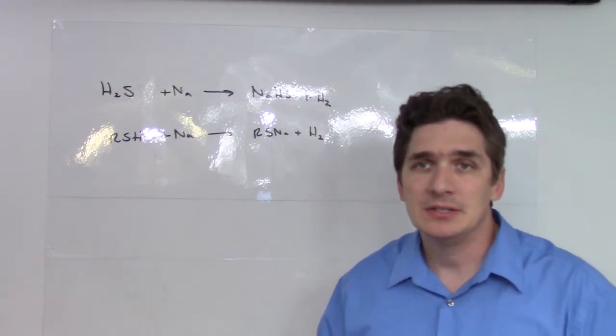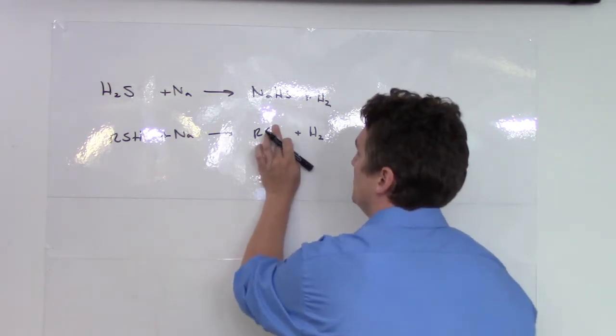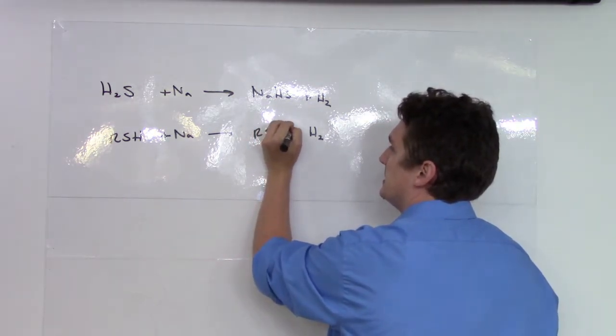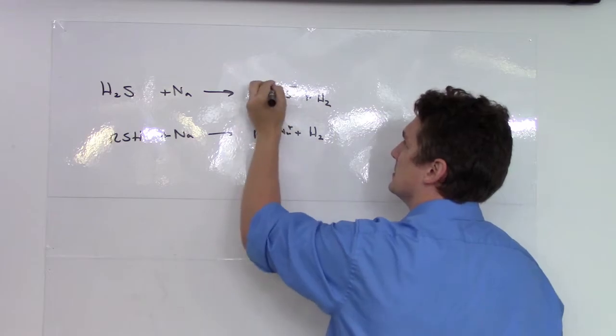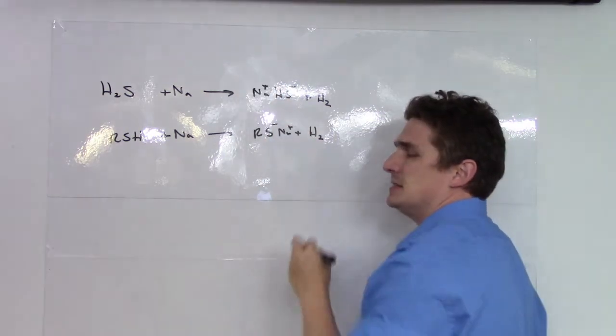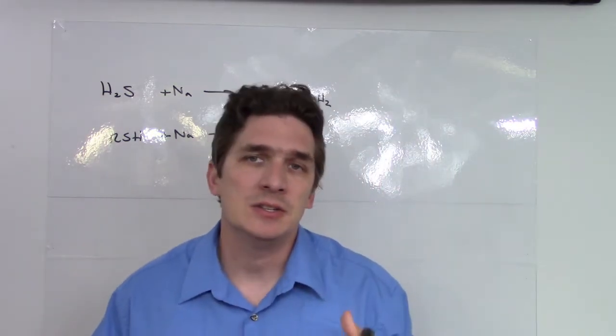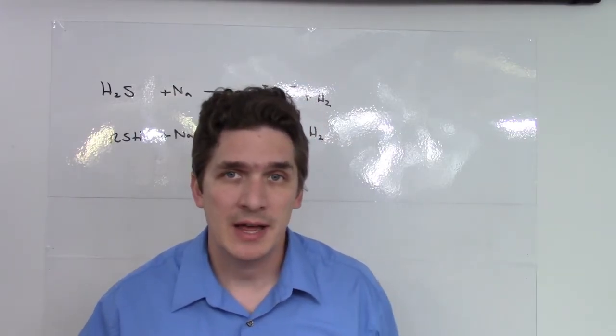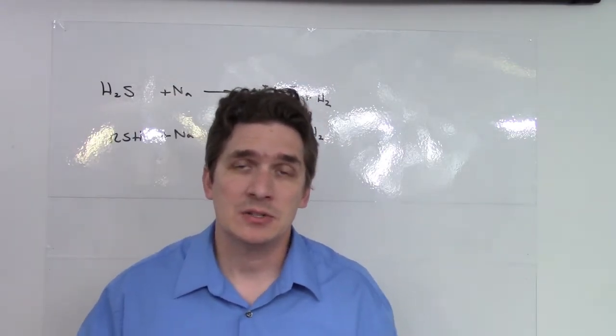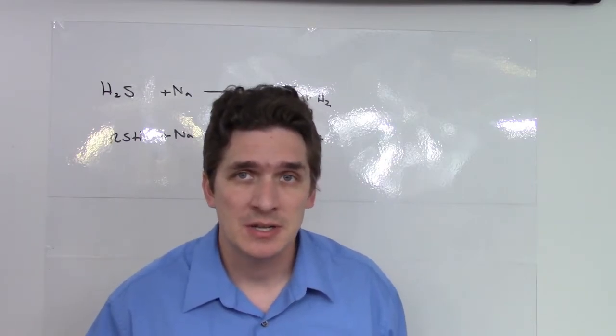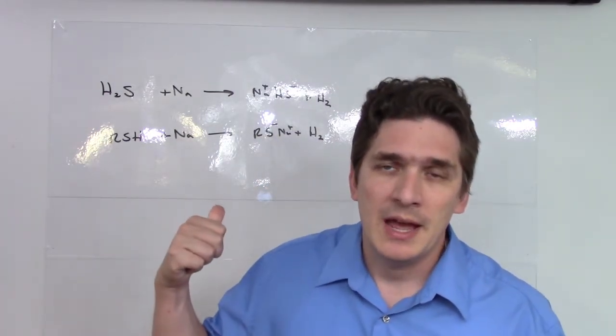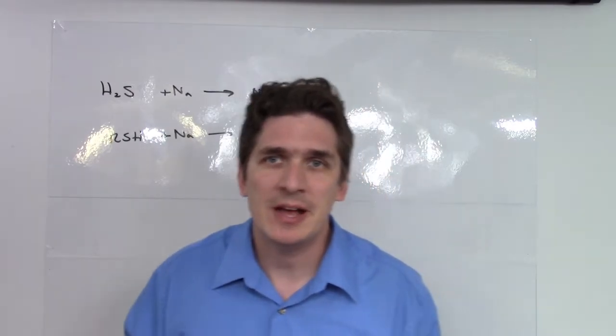Now, we have to do this because what we really want to create, and what we do create here, is an S- and an Na+. And this S-, the sulfide ion here, is going to be our nucleophile. It's going to attack our organic species. So that's step one. We have to make our sulfide ion.